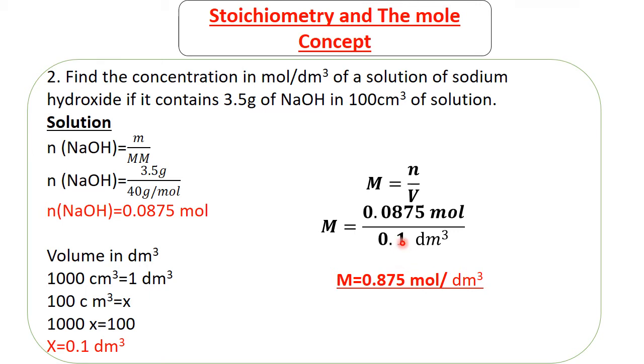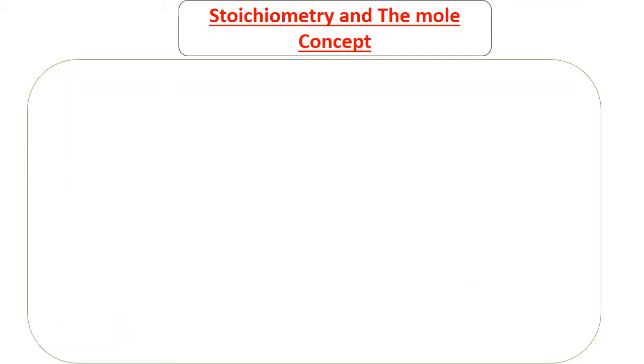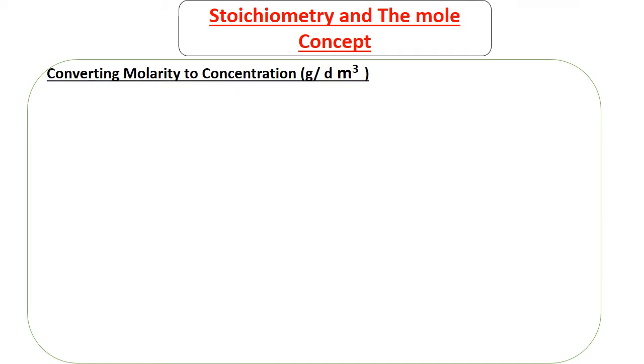Okay, so I was just trying to verify. Yes, it is 0.875 moles per decimeter cubed as the molarity. Then we're going to learn a very important technique, which is converting molarity to concentration in grams per decimeter cubed. So it's possible to get molarity from concentration in grams per decimeter cubed.